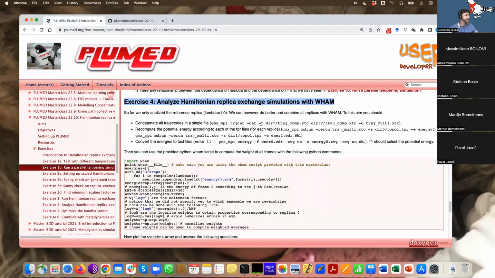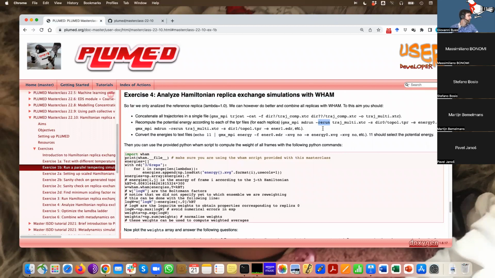The main difference is that in this case, the energy will not be produced by PLUMED, but you will have to produce them by using this tool called mdrun -rerun, which allows you to take an already computed trajectory, and on that trajectory, recompute energies according to different TPR files.